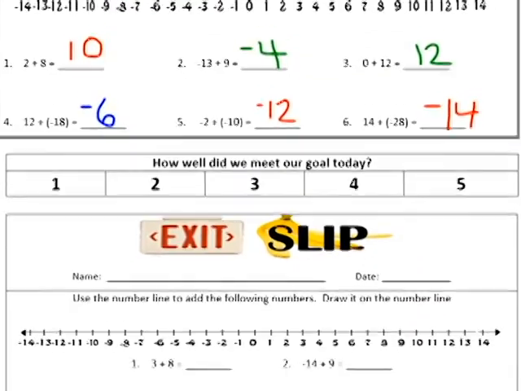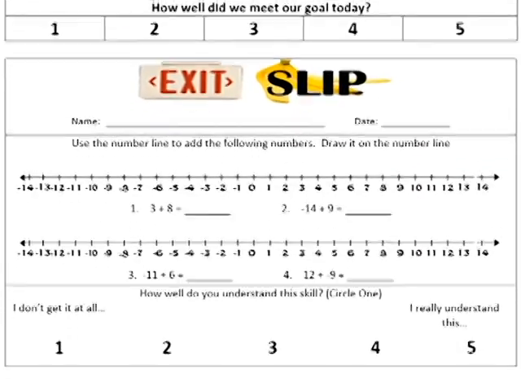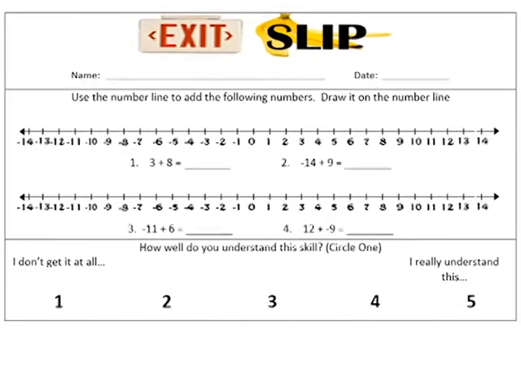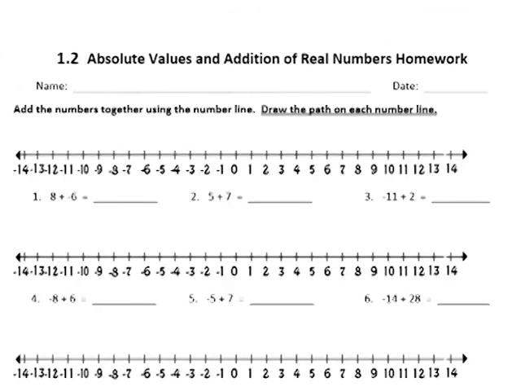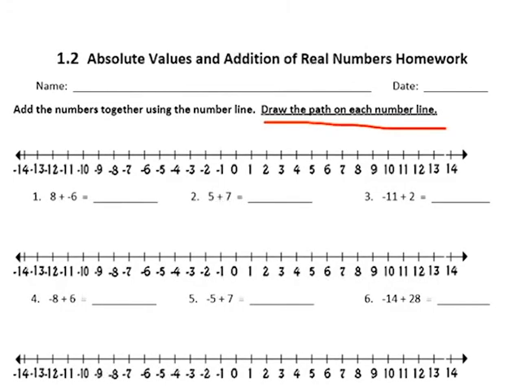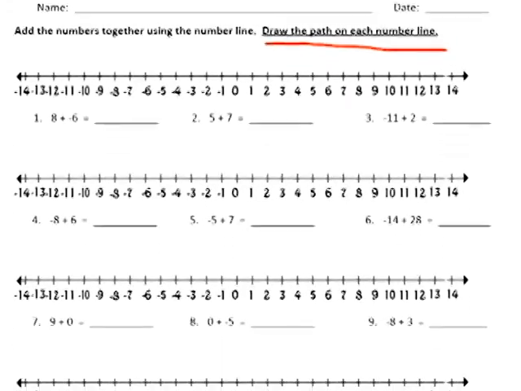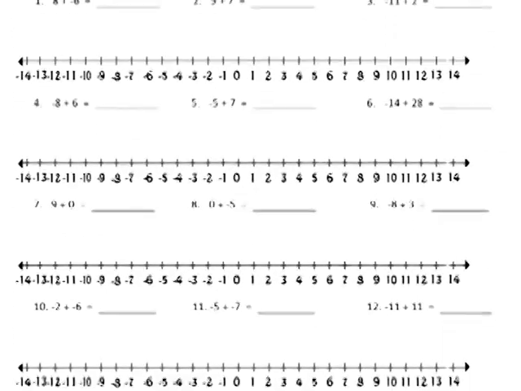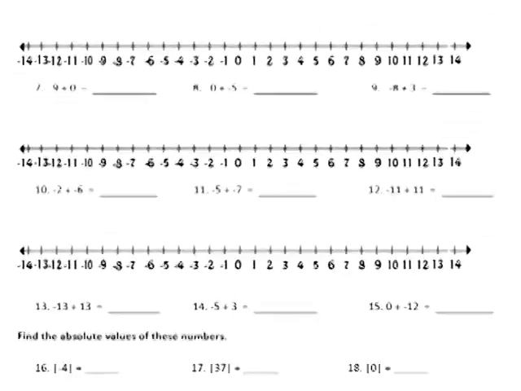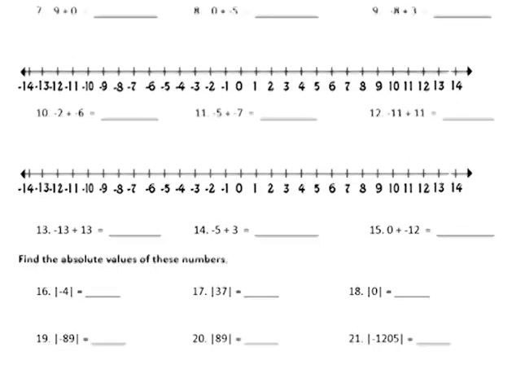Give the exit slip a shot. Show it to me at the end of the week. We won't go over that one. Your homework. You're going to use the number line. Now, it says draw the path on each number line. I want to see that work. Draw the path to add up these 3 numbers. You can use different colored pencils if it's confusing. Find the absolute values of these numbers at the bottom.